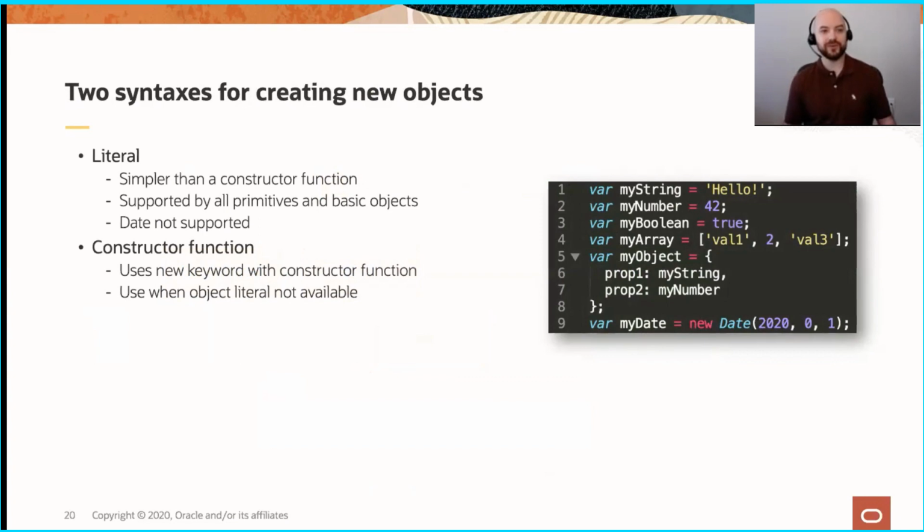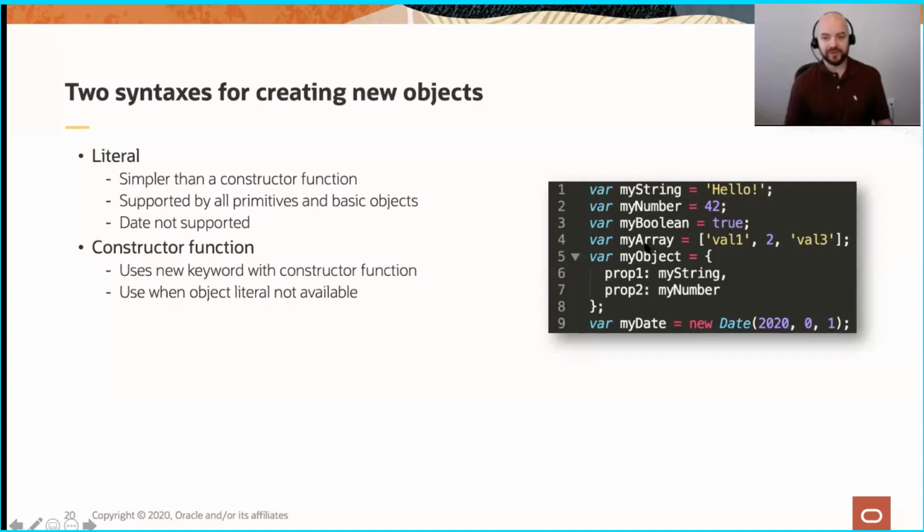When you want to create new objects, you'll have two syntaxes to do so. The first is known as the literal syntax, and the second, the constructor function. The literal syntax is a little bit easier, so use it if you can. So here I have a string literal, and I'm assigning that to the variable myString. Here you see a number literal going to my number, and a Boolean literal going to my Boolean. And this is very much like what we do all the time in PL SQL.